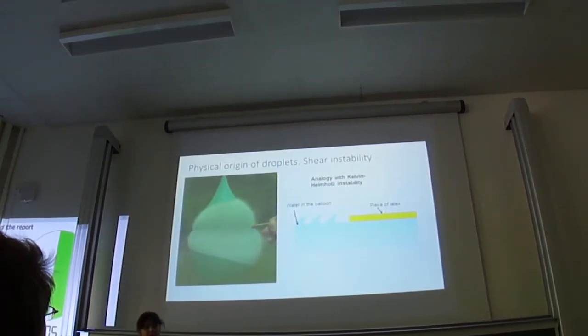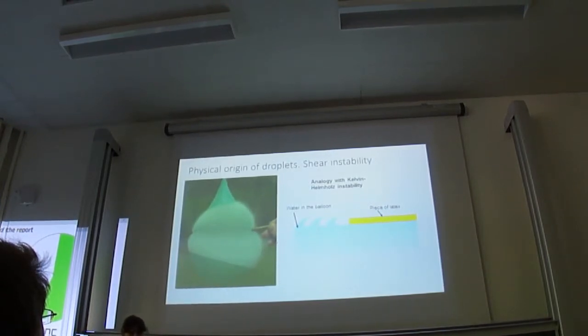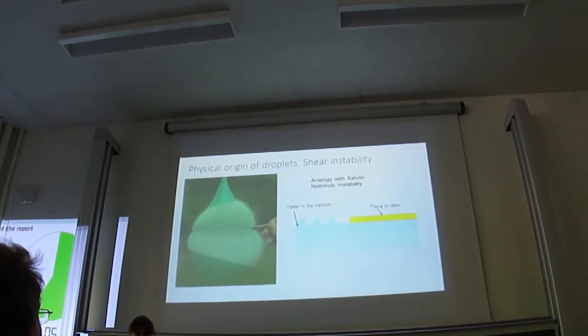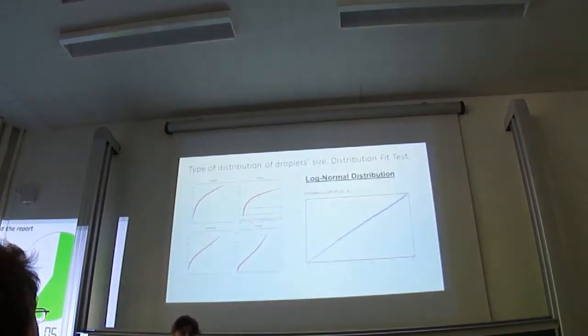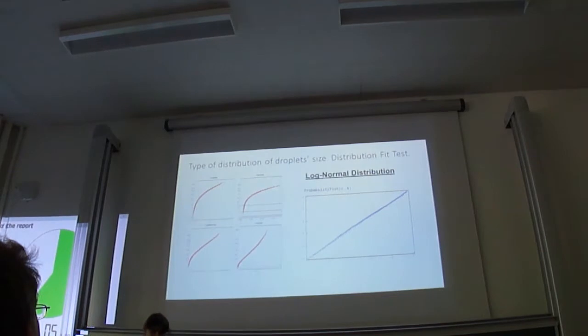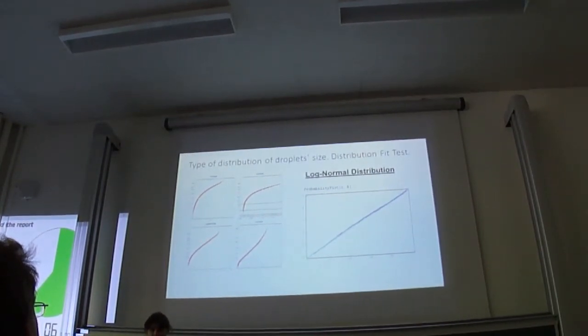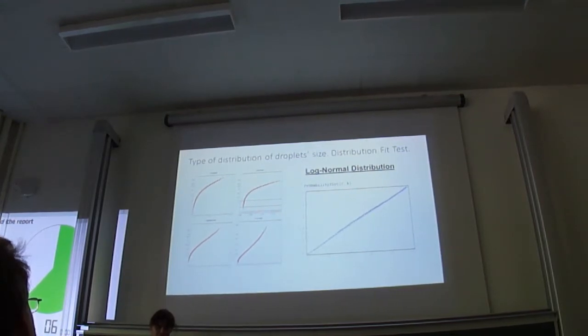Now let's say something about the physical origin of droplets. The physical origin is shear instability. The piece of latex scratches the water at the bottom, and there are waves behind it, and the droplets fly. We can take an analogy with Kelvin-Helmholtz instability. We measured the distribution of droplet size. We used a distribution fit test, and we can see that the chi-square test for log-normal distribution is about 0.9.